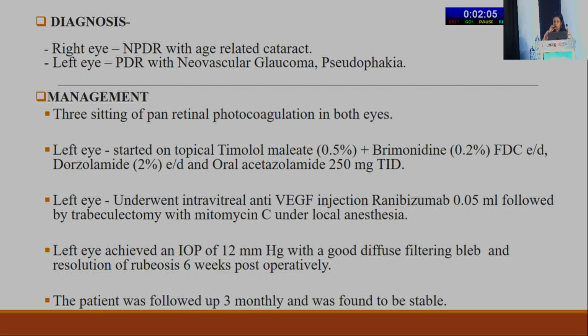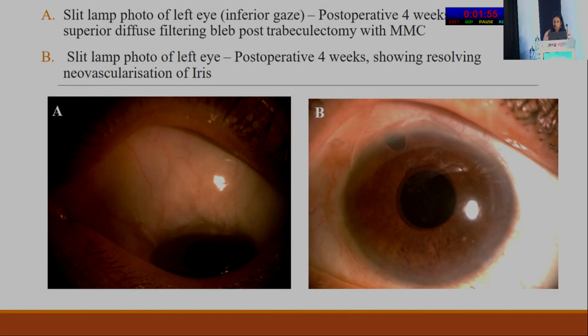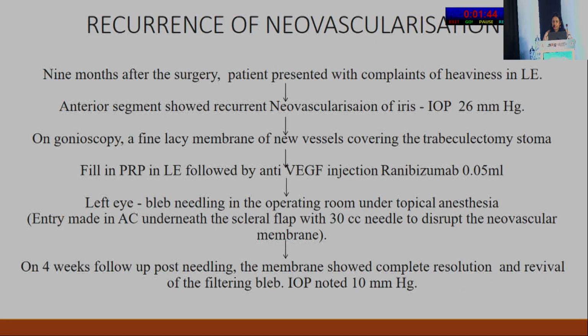It achieved an IOP of 12 mmHg with a good diffuse filtering bleb. There was resolution of the NVI, the rubeosis, 6 weeks postoperatively. The patient was followed up 3 monthly and was found to be stable. Now this is a slit lamp photo. The first photo, in inferior gaze, was postoperative 4 weeks and showed a good superior diffusing bleb. The second photo showed resolution of NVI.